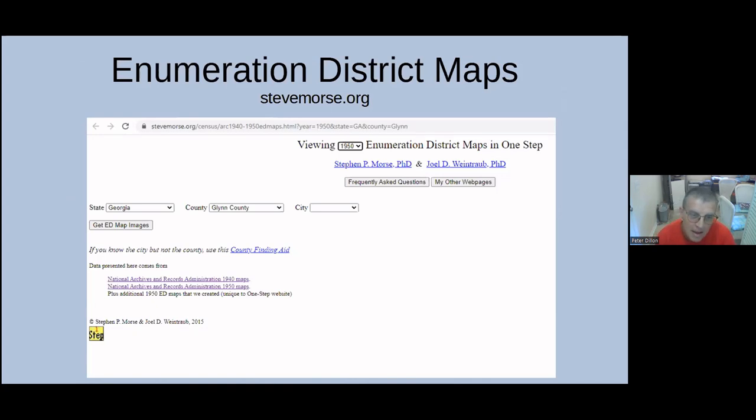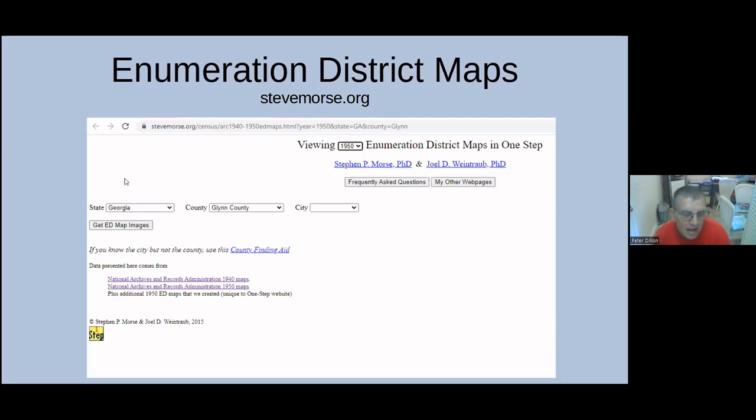So I find these maps very useful. Steve Morse has put in a lot of details and a lot of tools to make searching these maps easier. You could go right to the National Archives and look, but then you'd be looking through a lot of material on your own, kind of browsing through.